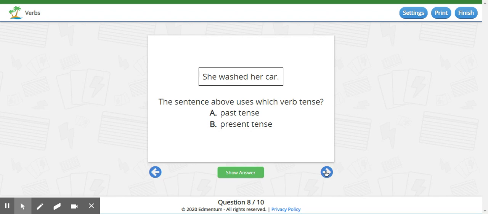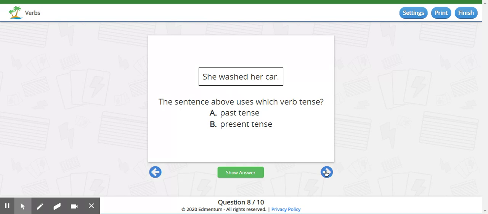Flashcard 8. I want you to read the sentence in the rectangle with me. She washed her car. The sentence above uses which verb tense? A, past tense, B, present tense. Before you can choose your options, I want to remind you that you should have identified the verb in the sentence. She washed her car.